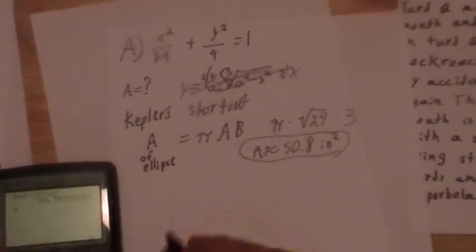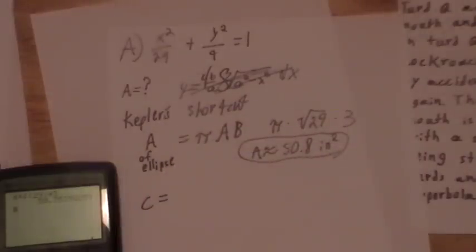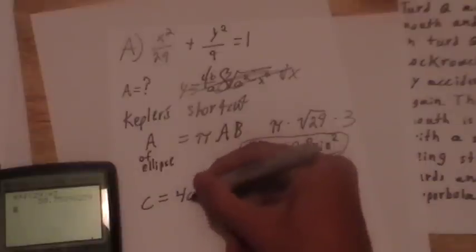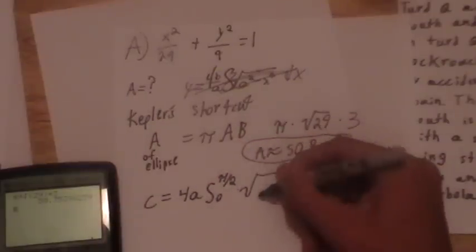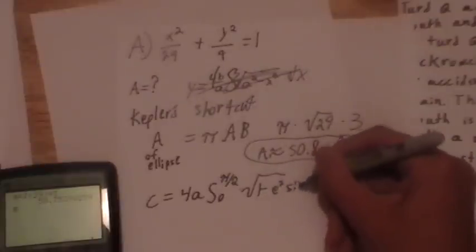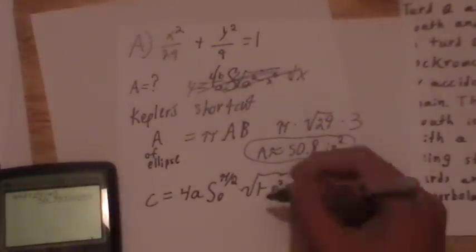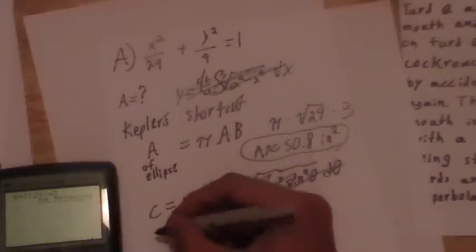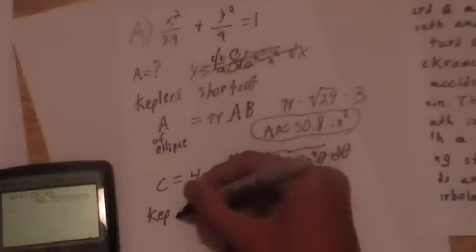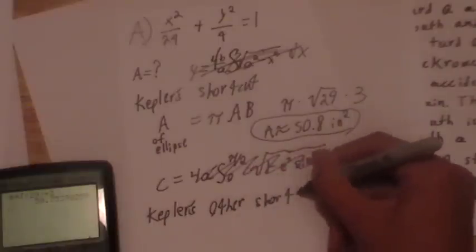Okay, now we got to find the circumference of it. The circumference is usually described by the really stupid equation 4a integral from 0 to pi over 2 of the square root of 1 minus e squared sine squared theta d theta, right? We use those equations to find something, I forget. So I don't really like that. This is calculus, and we don't do things like that in calculus. So we're going to use Kepler's other shortcut, because it's really helpful.